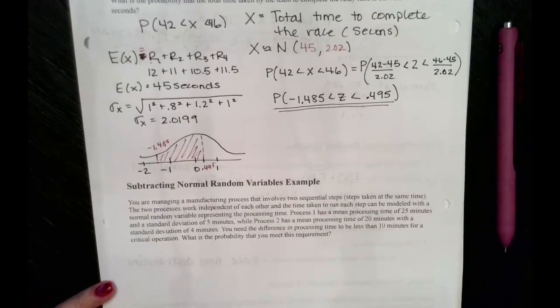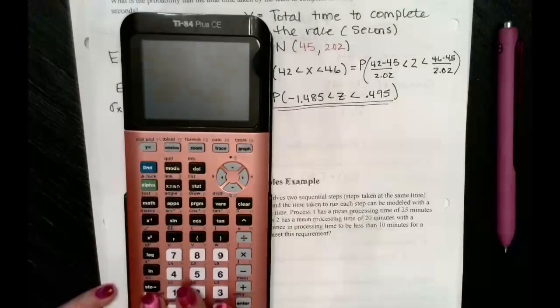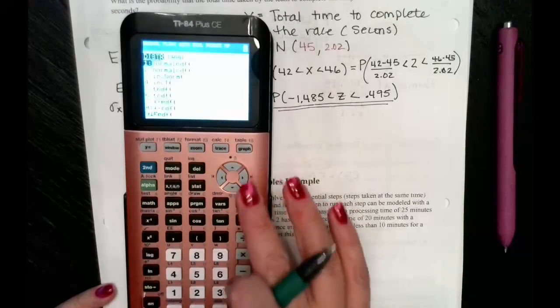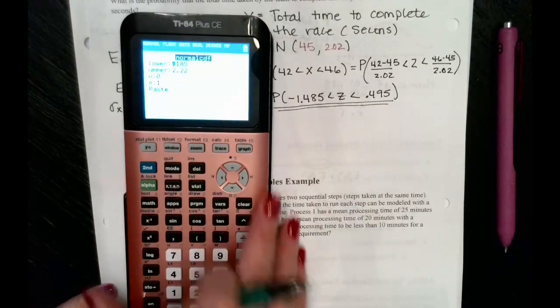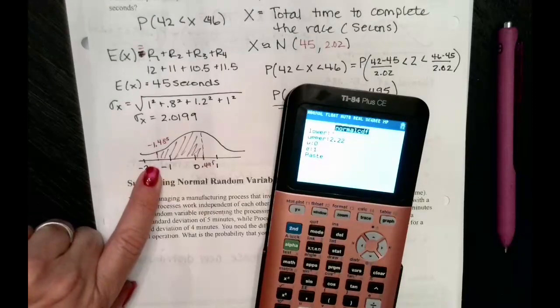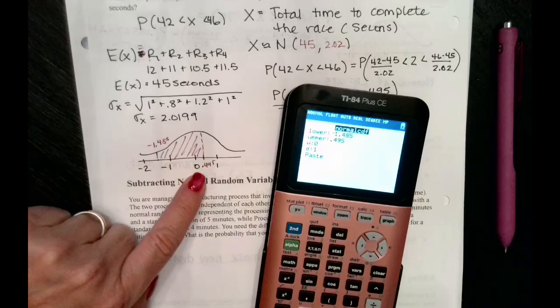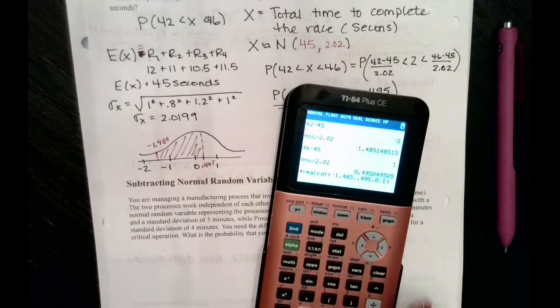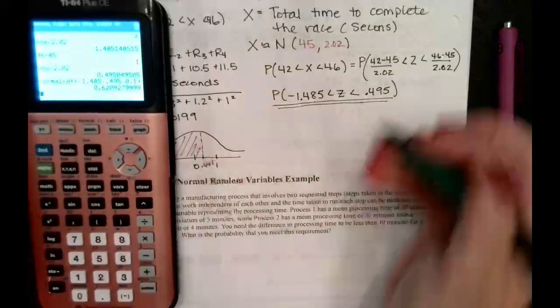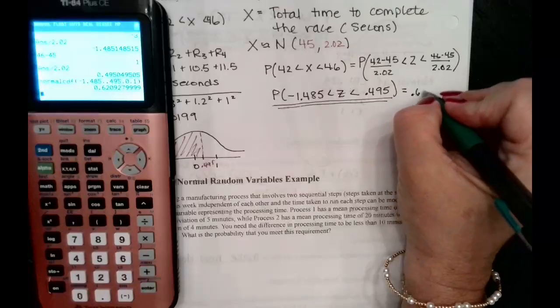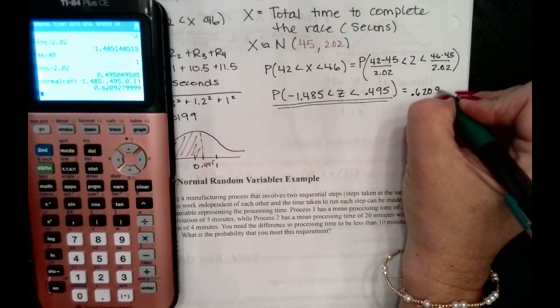Okay, so I'm not going to write down my calculator speak. I'm just going to go ahead and put it in here. So my lower bound is negative 1.485. My upper bound is 0.495. My mean is 0 and my standard deviation is 1. And so this gives me a value here of 0.6209.